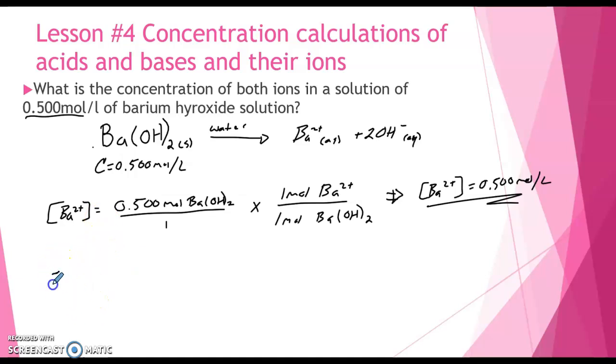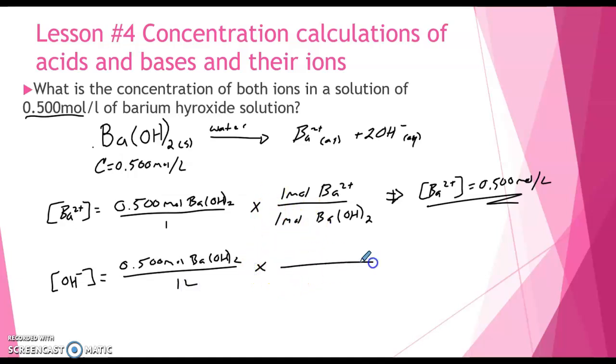Second one here, this is what becomes more important, is the concentration of hydroxide ions. So we start with the same thing. We have 0.500 moles of barium hydroxide for every 1 liter. And we're going to multiply that times our mole ratio. We are looking for how many moles of hydroxide we have for every mole of barium hydroxide.